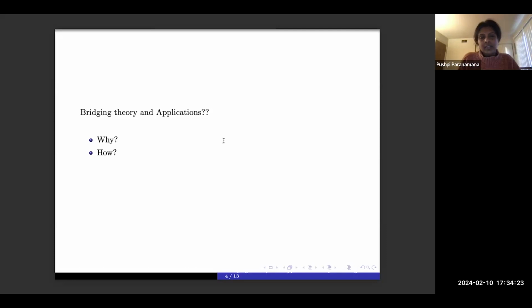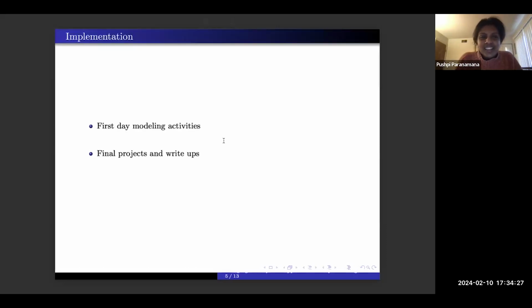How I did things is more work in progress. So today I will talk about 2 things I implemented the last time I taught, which was last semester. I did first day modeling activities. So I used similar resources and modeling activities on the first day of class to motivate the students and make things exciting and engaging.